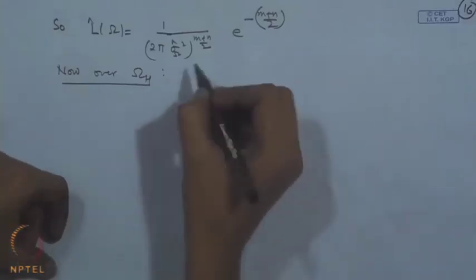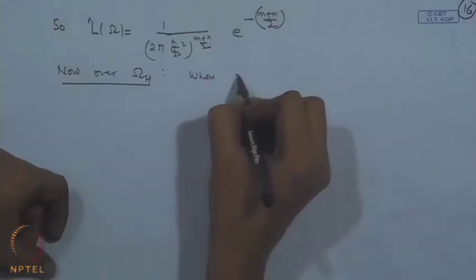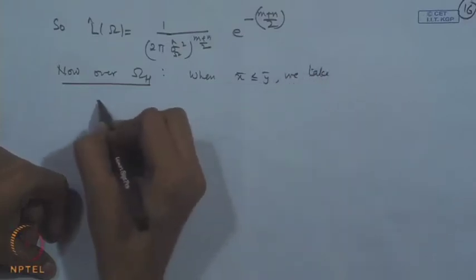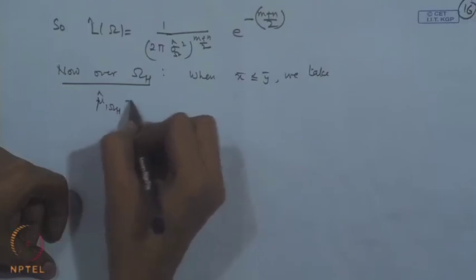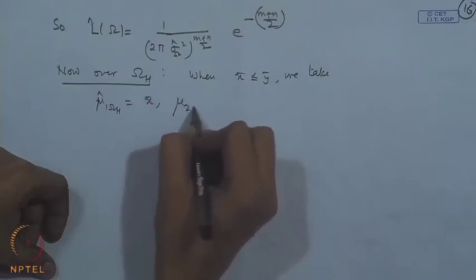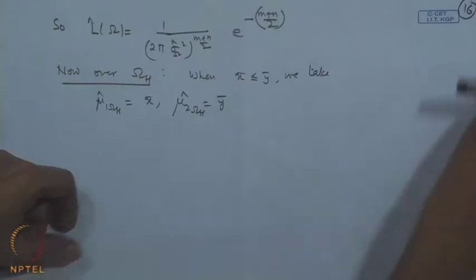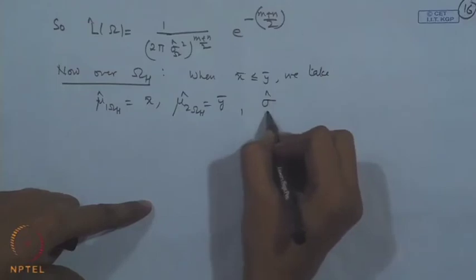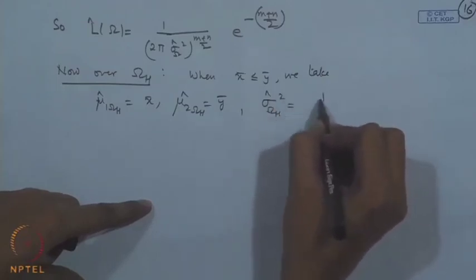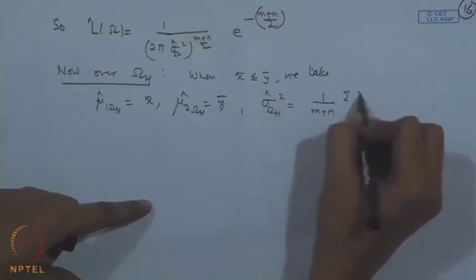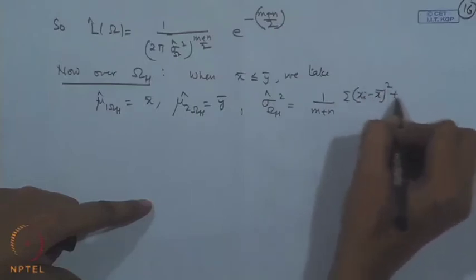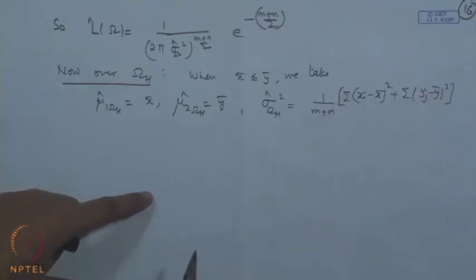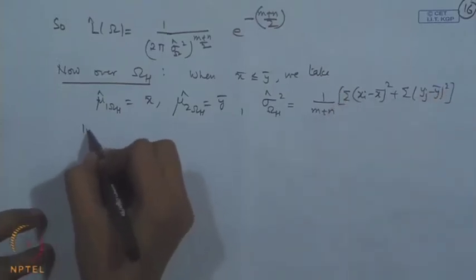So, when x bar is less than or equal to y bar, we take mu 1 omega h head equal to x bar, mu 2 omega h head equal to y bar, and sigma omega h head square equal to 1 by m plus n, sigma x i minus x bar square plus sigma y j minus y bar square. There is no change.